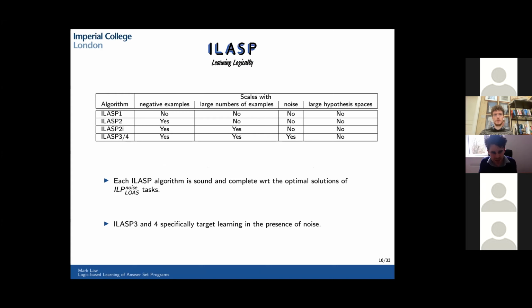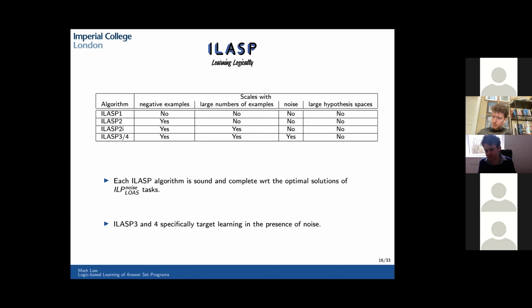So I've talked about the learning frameworks, which I would say is what the systems can do and the problems that they can solve. I'm not going to go into too much detail on how the systems work, but I just wanted to give a little bit of information. The ILASP systems are a family of algorithms ranging from ILASP 1 up to ILASP 4, which was released last year.